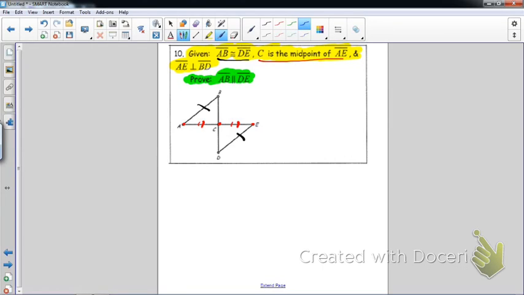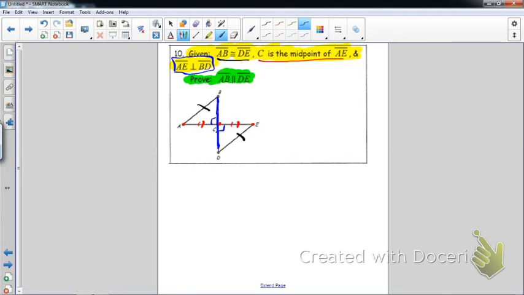Then the last part that they tell us is that AE, that is this entire line that you see here, and BD, as you see here in blue, are perpendicular. Okay, so that's good for us. That's very good for us to be able to understand what the word perpendicular means to us, okay? Perpendicular means that it creates 90 degrees.